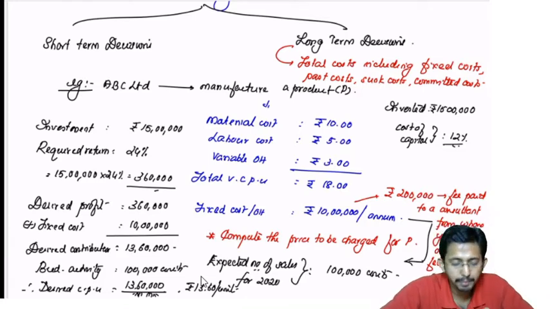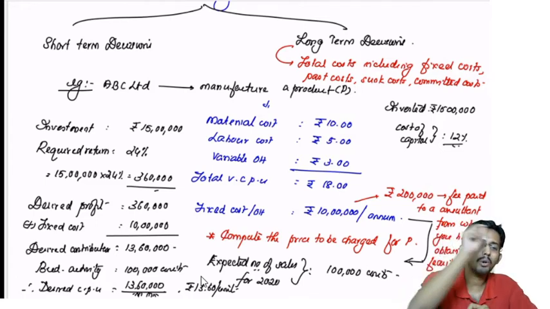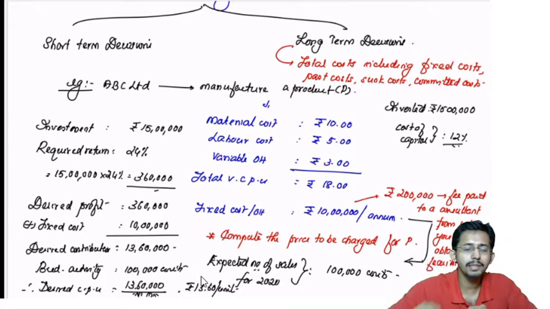So why don't you eliminate that 2 lakhs from this 10 lakhs? Is it possible? No, it is not possible. Why is it not possible? Because that cost you have incurred. Why did you incur that cost? That cost was incurred for making this sale.